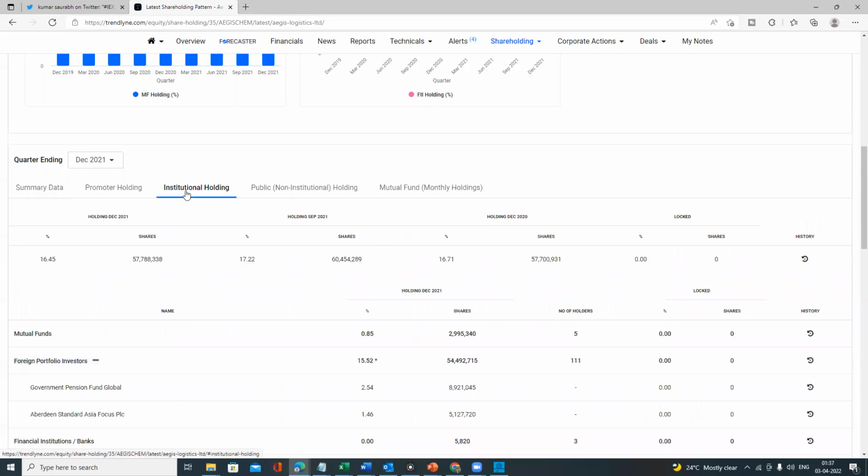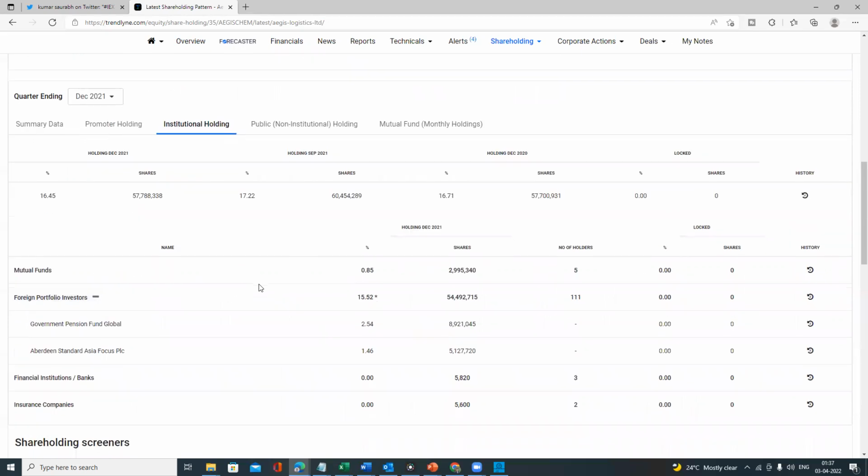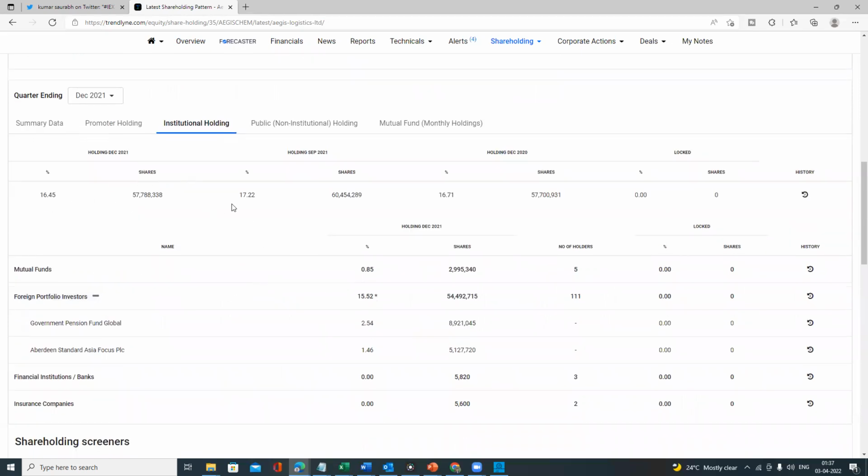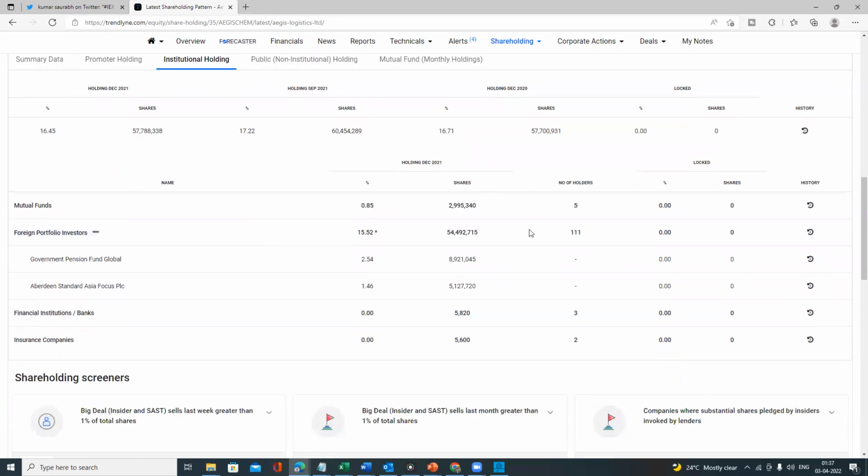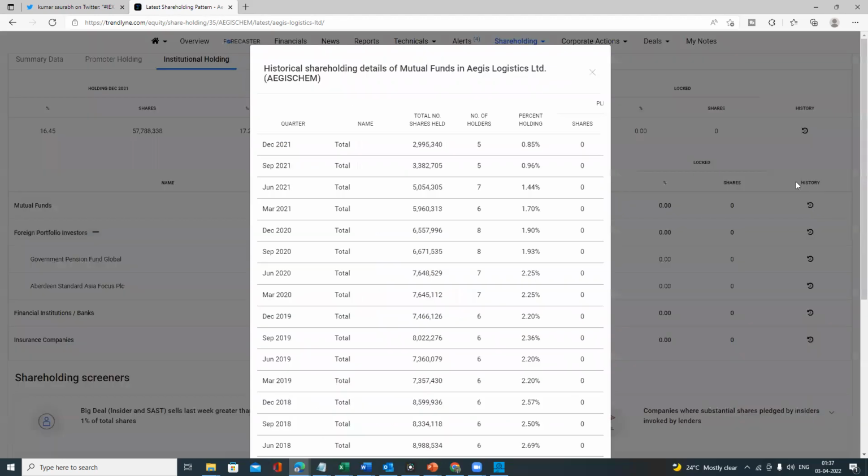So if you want to know in terms of institutional holding, you can see here the current shareholding of the institutions, and you don't only get the percentage share, you get the count of shares, and also the total number of shareholders. So when it comes to mutual funds, who are holding 0.85% and this many shares, it is through 5 different mutual fund entities. The interesting part is if you want to analyze that trend, you go to history and against mutual funds, you click on this.